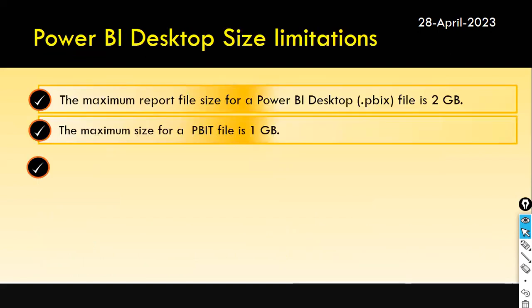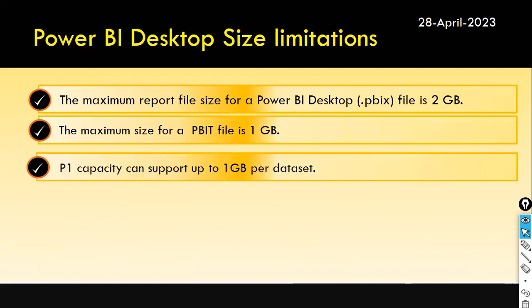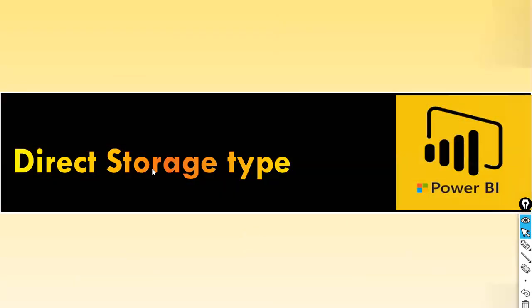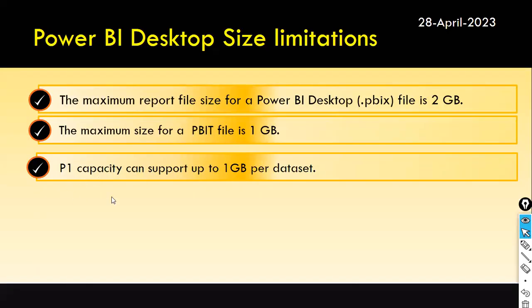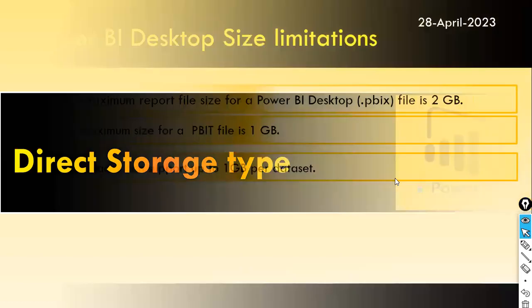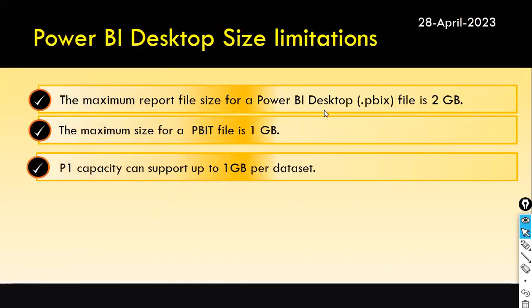So, what are the limitations with respect to Power BI Desktop? The maximum report file size for Power BI Desktop is 2 GB. The maximum size for a PBIT file, the Power BI template file, is allowed to be 1 GB only. In the premium license, we have something called P1 capacity. It can support more than 400 GB per data set, not the 1 GB. This one we'll discuss later, but if you are aware of it, it is good.